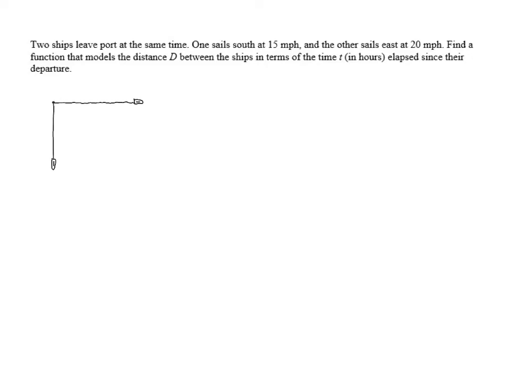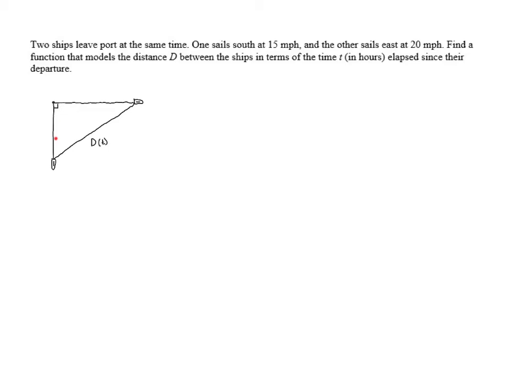Anyways, the distance between those ships will be represented by this distance. And what sort of a shape do we get? Not just a triangle, but we get a right triangle that represents the distances between the ships and the port, as well as the distance between the ships. Now, we want to know this distance between the ships, and we want to know it as a function of time t. So we want to write distance as a function of time.